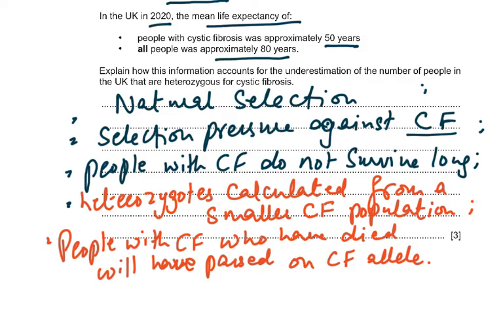We specify that we're using the word CF for cystic fibrosis. So heterozygous are calculated from a smaller population. People with CF who have died will have passed on the CF allele to their offsprings.